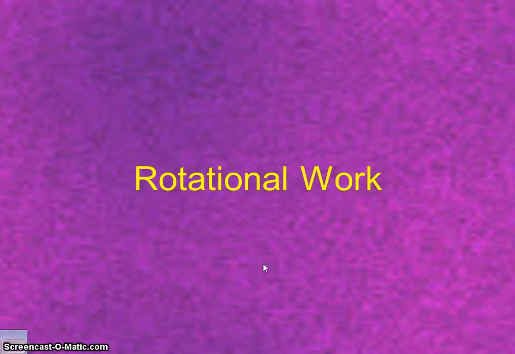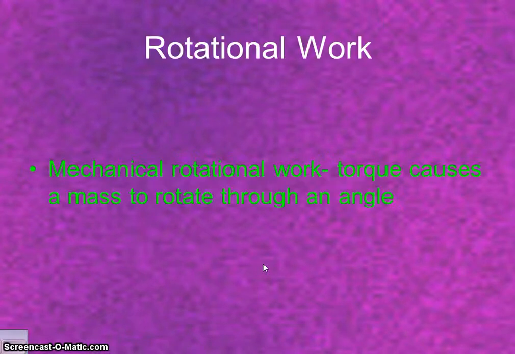Rotational work. This is in Unit 2 work under Mechanical Systems. And we're going to be taking a look at rotational work. Now, what does it mean when you talk about rotational? It means it's going to rotate or go in a circle. Alright, so that's what we're going to be looking at. So it's going to be going in a circle.